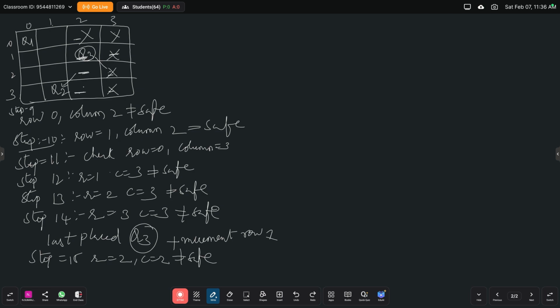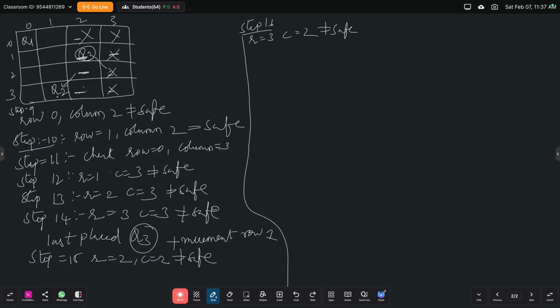This is also not safe. What is that place? Step 16: row equals 3 and column equals 2. This is also not safe. Why not safe? Again, q2 is there in the same row. We can't place one more queen in the same row. So it is also not safe.